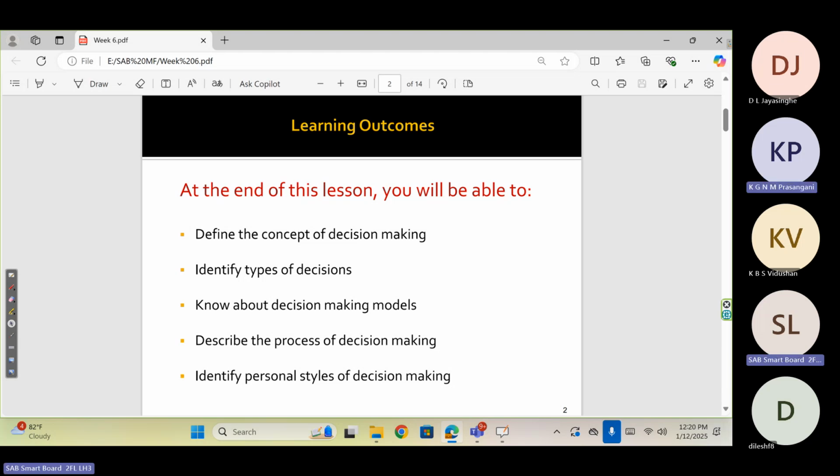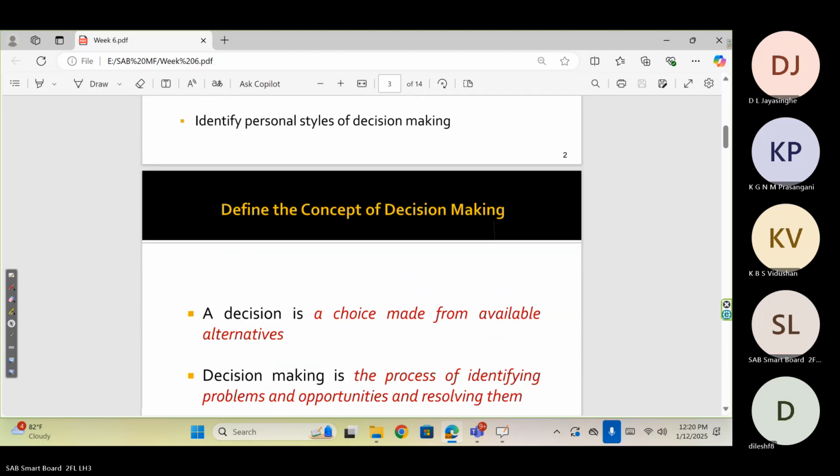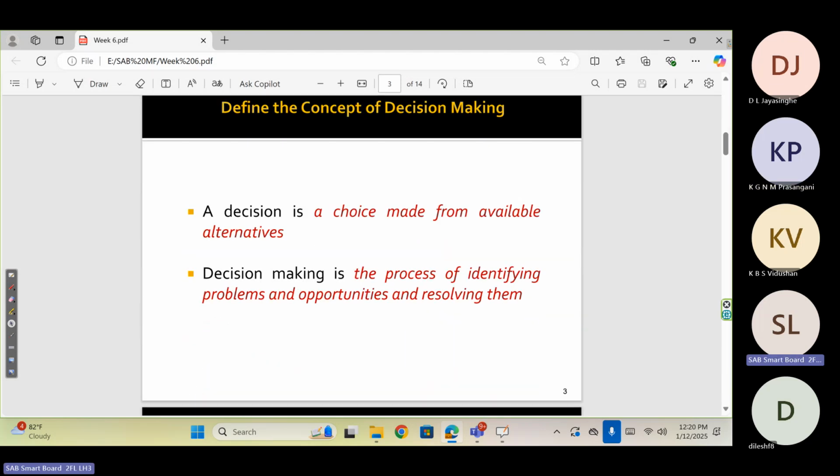Right. First we will define that. Then we will identify major types of decisions that managers make. Then there is a process, but we will consider the process after this. Then models and styles of decisions later. That's the good order. Then we have to consider some similar words for the word decision, or decision making.